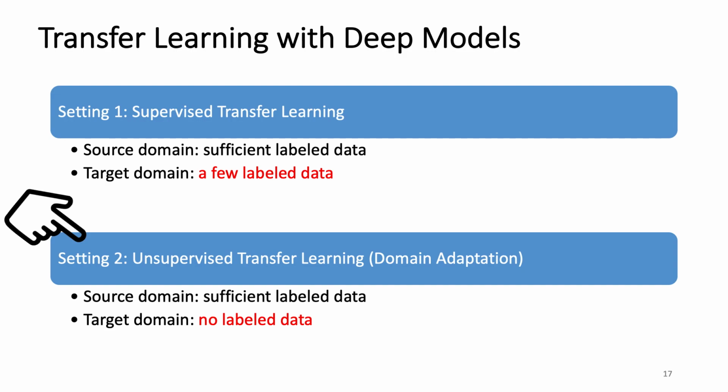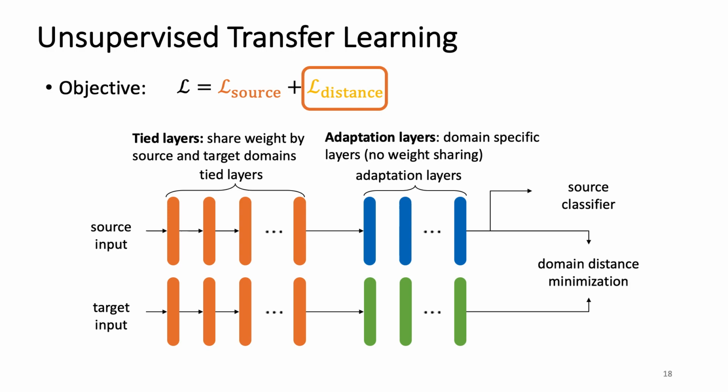So another type is unsupervised transfer learning, where the target domain has no label data at all. And the idea, since in the target domain we don't have any label data, is that we try to make the target data feature space have a mapping that's similar to the source data feature space. In the implementation, we usually add a loss term on the distance between the source data samples and the target data samples in the feature space.